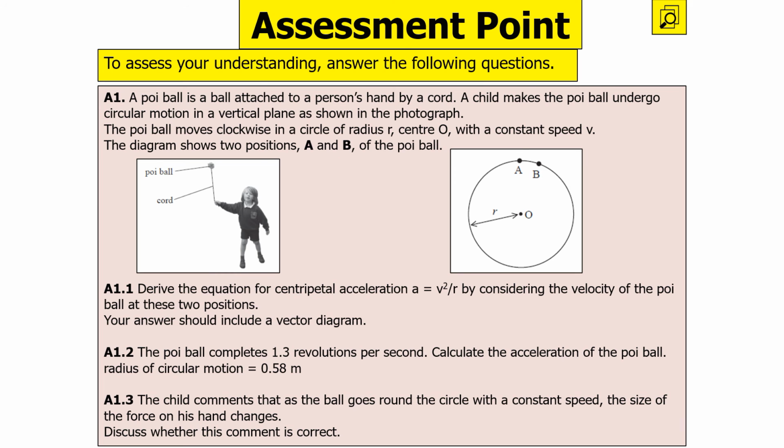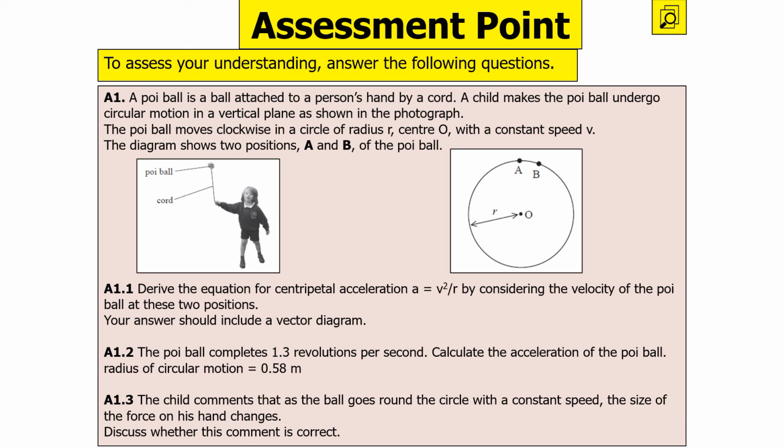The next question says, a poi ball is a ball attached to a person's hand by a cord. A child makes the poi ball undergo circular motion in a vertical plane as shown in the photograph. The poi ball moves clockwise in a circle of radius r with a constant speed v. The diagram shows 2 positions A and B of the poi ball. Firstly, derive the equation for the centripetal acceleration a equals v squared over r by considering the velocity of the poi ball at these 2 positions. Your answer should include a vector diagram.